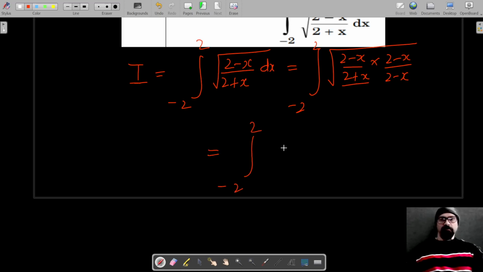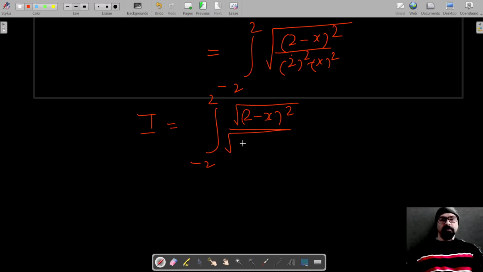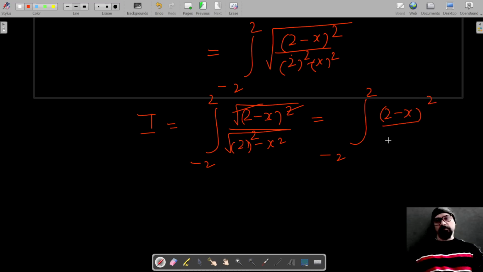which gives us -2 to 2. This is under root (2 minus x) the whole square upon, this is now a square minus b square. And finally, our integral is I equal to -2 to 2, under root (2 minus x) the whole square upon under root of 2 square minus x square. So this gets cancelled, and this is -2 to 2, (2 minus x) the whole square upon under root 2 square minus x square into dx. So all of this has the differential element dx.